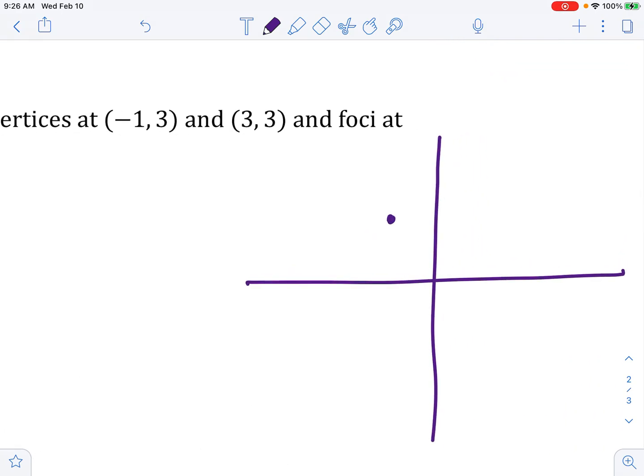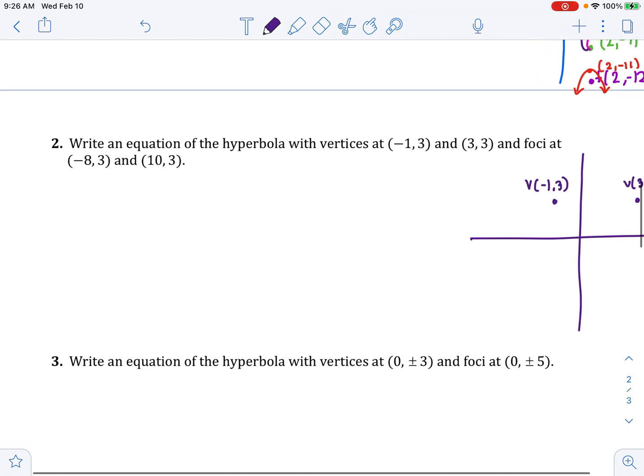All right, vertices are at negative 1, 3. Left 1, up 3. So negative 1, 3. I'm going to put a V right there for vertices. And then 3, 3. Over 3, up 3. 3, 3. Put a V there for vertices so I know.